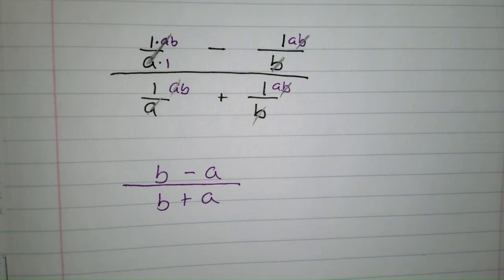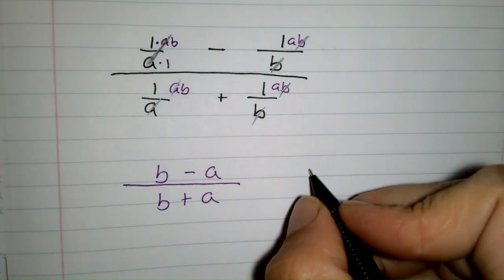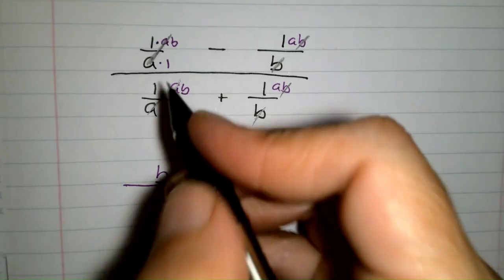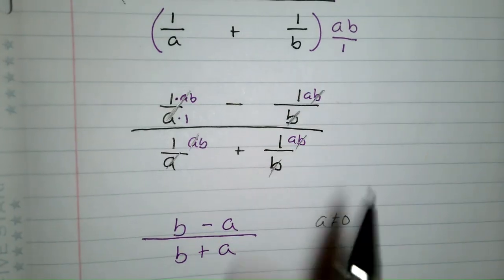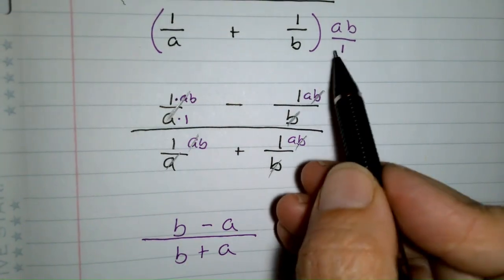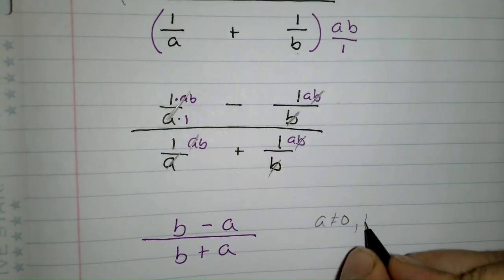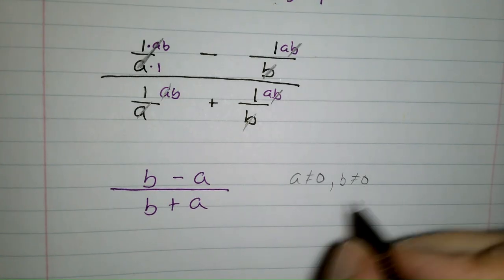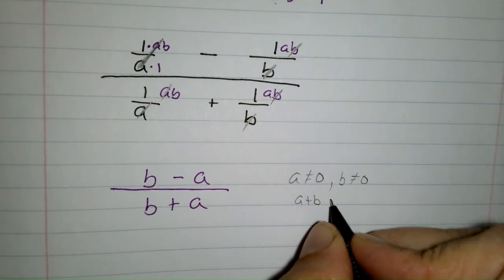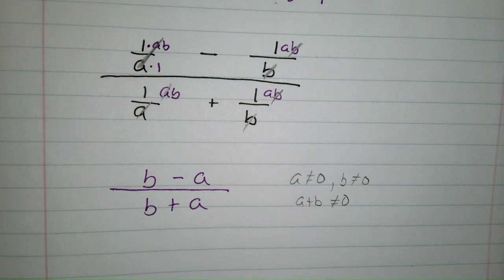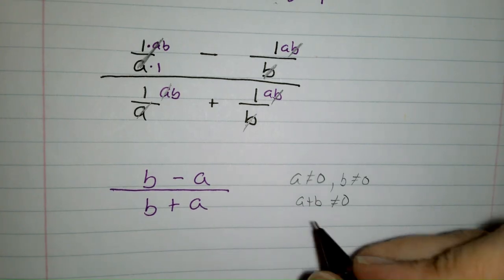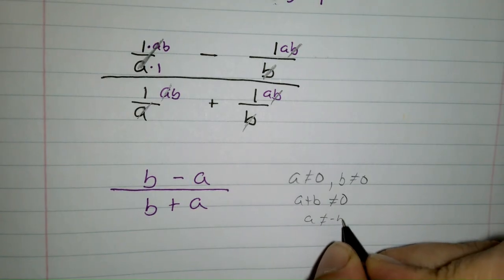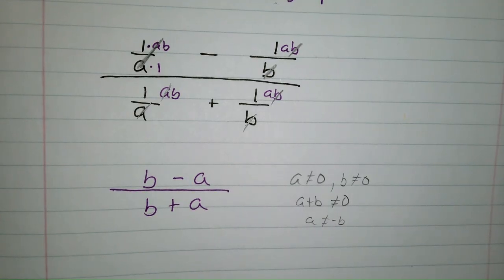That's the answer. Now, A cannot be 0 because of right here. B cannot be 0 because of right there. And A plus B cannot be 0 because of that denominator. You could also write this as A cannot equal negative B. See how I just subtracted it to the other side? I don't care which way you write it, but that's your note.